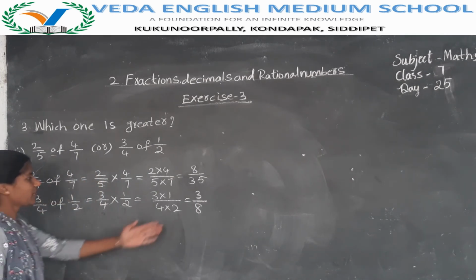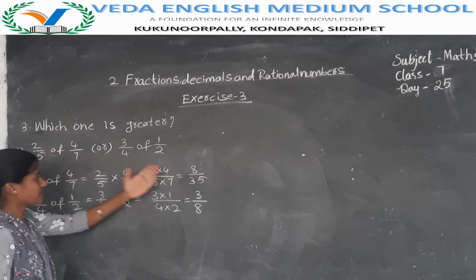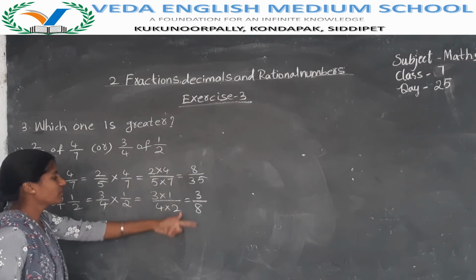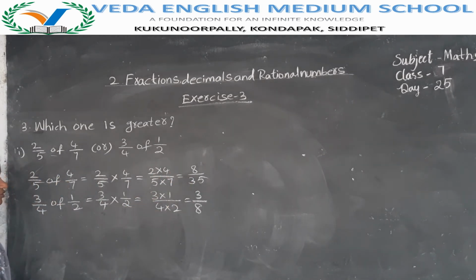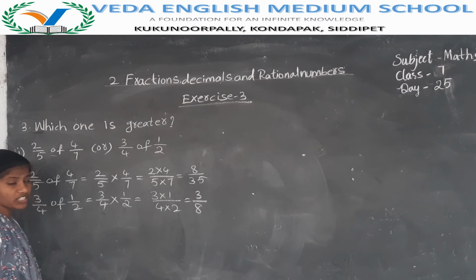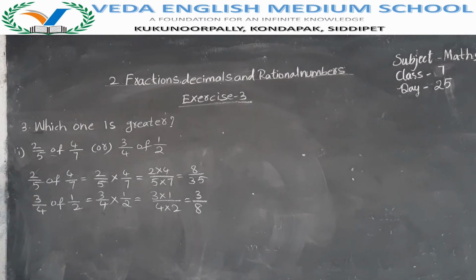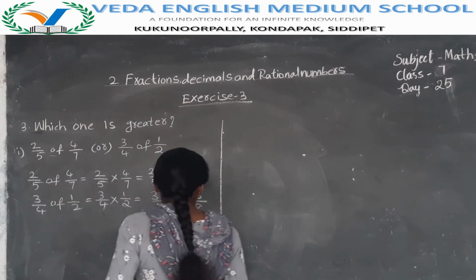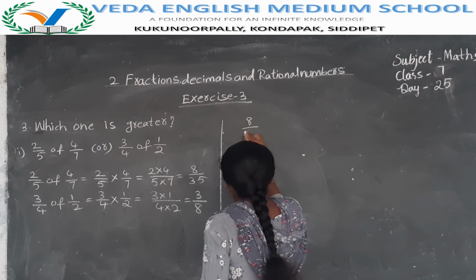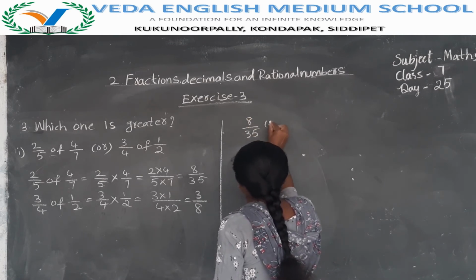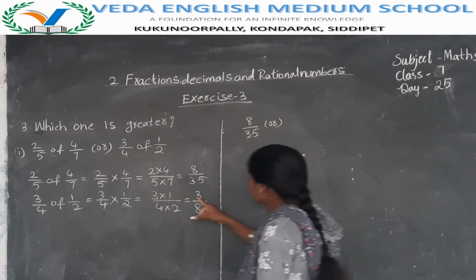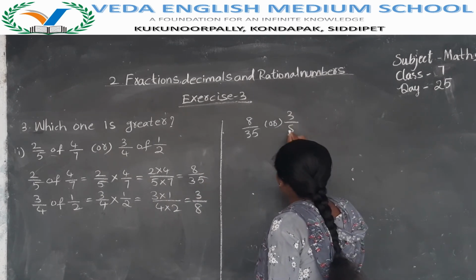Now we have completed. For the first fraction we got the answer 8 by 35, for the second one we got 3 by 8. Now can you say out of these two fractions which is the greater one and which is the smaller one? Now see here how to find which is the greater one and which is the smaller one. For the first one we got 8 by 35, here we have 3 by 8.